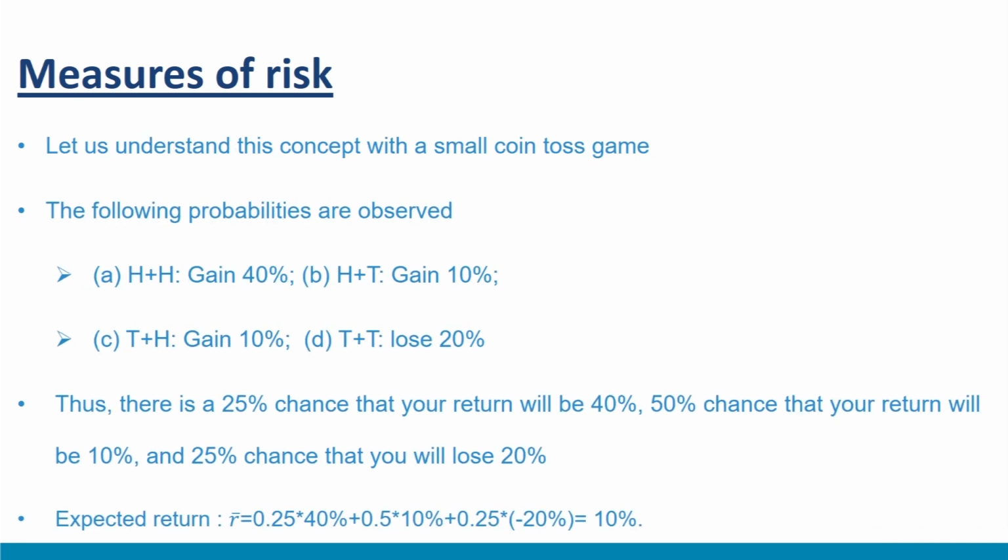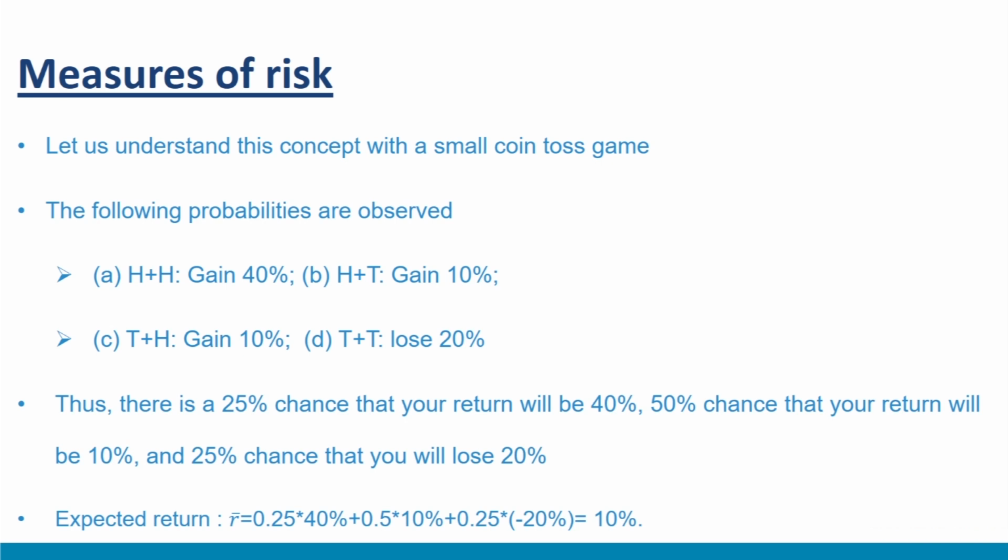Let us understand this concept with a simple coin tossing game. The following probabilities are observed. First, head plus head, gain of 40%. Head plus tail, gain of 10%. Tail plus head, gain of 10%. And tail plus tail, loss of 20%. Thus, there is a 25% chance that your return will be 40%, 50% chance that your return will be 10%, and 25% chance that you'll lose 20%.